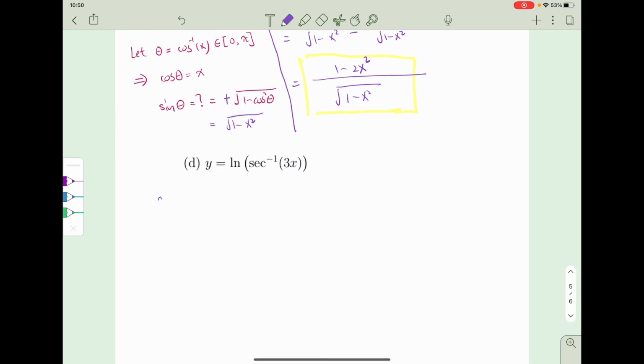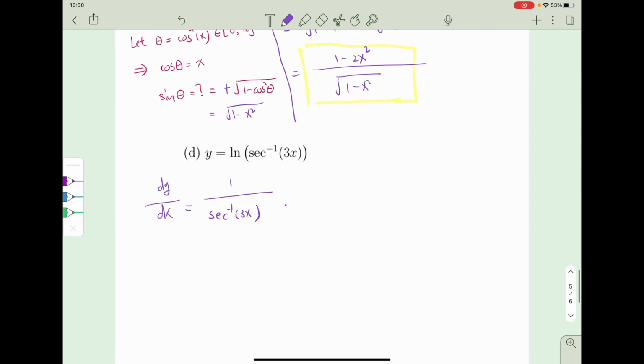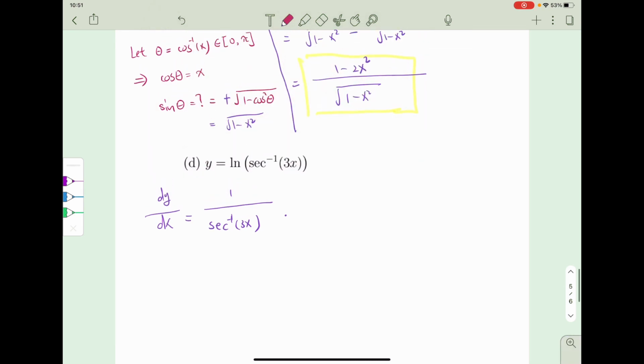dy over dx. Obviously, we need the chain rule. The first layer is the ln. We know it very well: the derivative of the ln is 1 over that inside function. So it becomes 1 over this sec. That's the derivative of the outside. Then we multiply by the derivative of the inside function, that is the derivative of the cosecant.